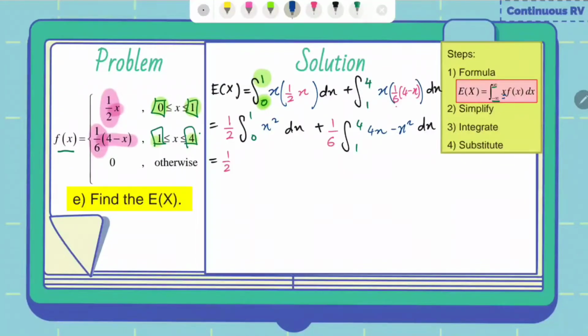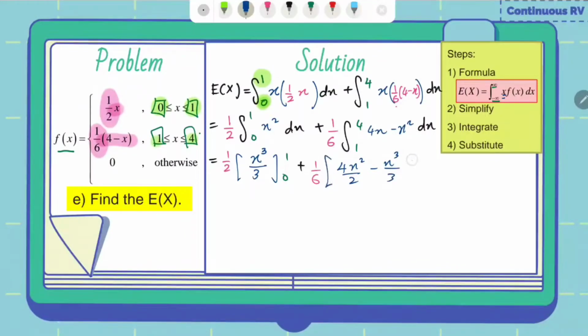The third step is to integrate. So we just have to integrate each and every one of them. x squared, when you integrate, you have to add 1 to the power. So 2 plus 1 is 3, divided by 3. And then don't forget to write the limit 0 to 1. Sum it out with the constant, and then integrate 4x squared over 2 minus x power 3 over 3, and write down the limit. The fourth step is to substitute.